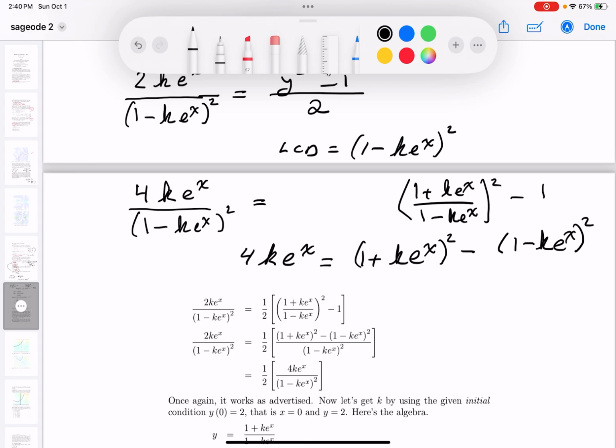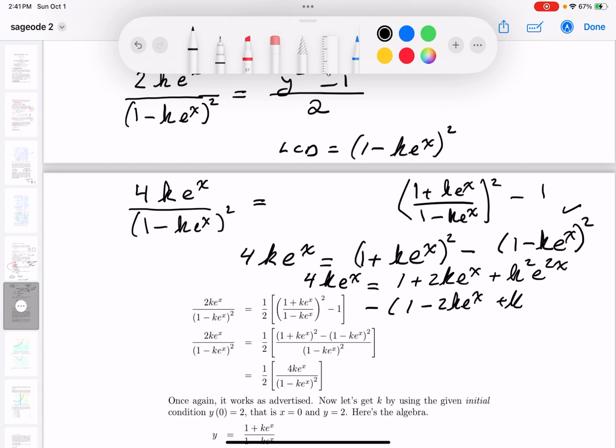Well, this is like déjà vu all over again. I think we just did that, didn't we? But let's go through it. 4k e to the x. What do you get there? You get 1 plus 2k e to the x plus k squared e to the 2x. Let's do this, but I'll put the subtraction down. It's going to be 1 minus 2k e to the x plus k squared e to the 2x.